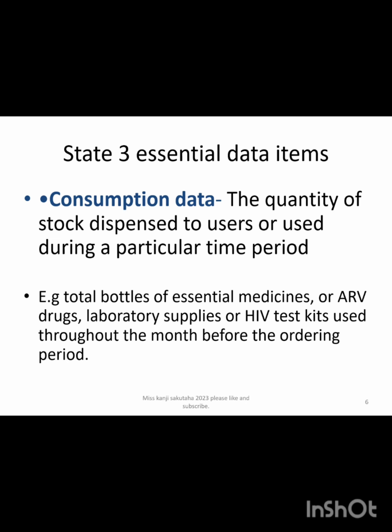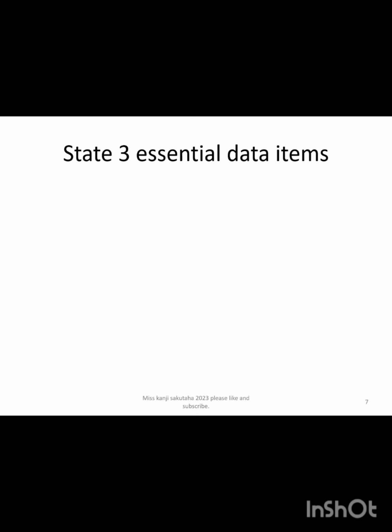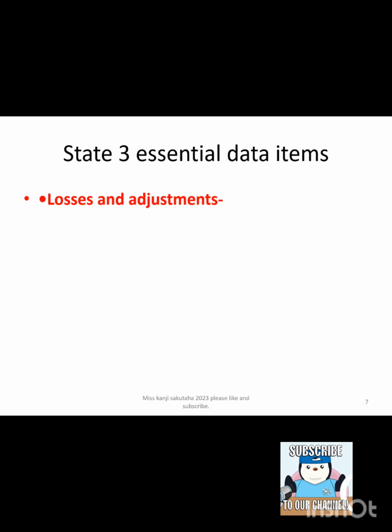So if you calculate the amount of commodities used and you come up with the total number, that is the consumption data. Then we have losses and adjustments.